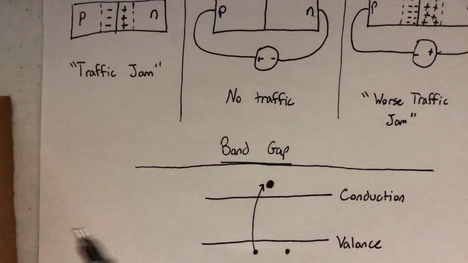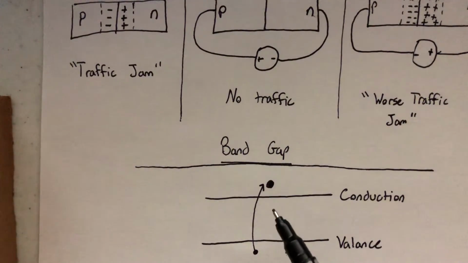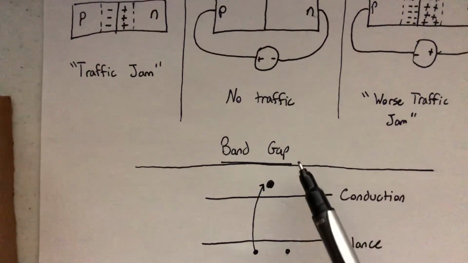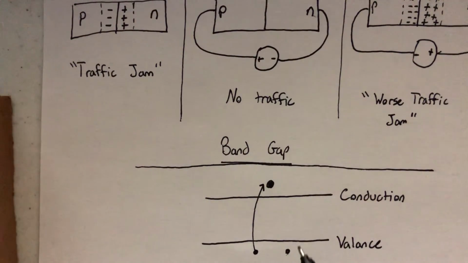Now, in no bias, nothing's happening, but in forward bias, there's kind of a tailwind of sorts that will push you in midair and help you jump the gap. And if you're in reverse bias, there's kind of a headwind that, the second you jump, will just push you right back to shore and you're not crossing at all.